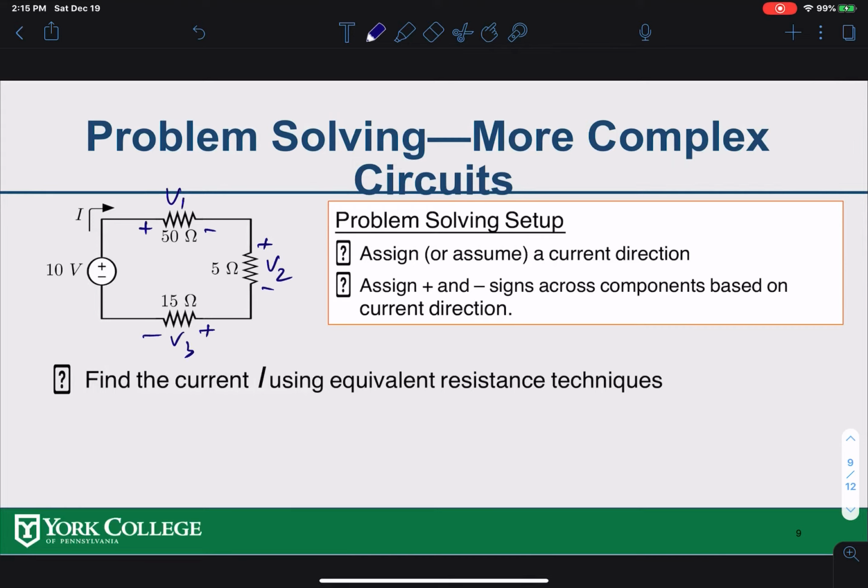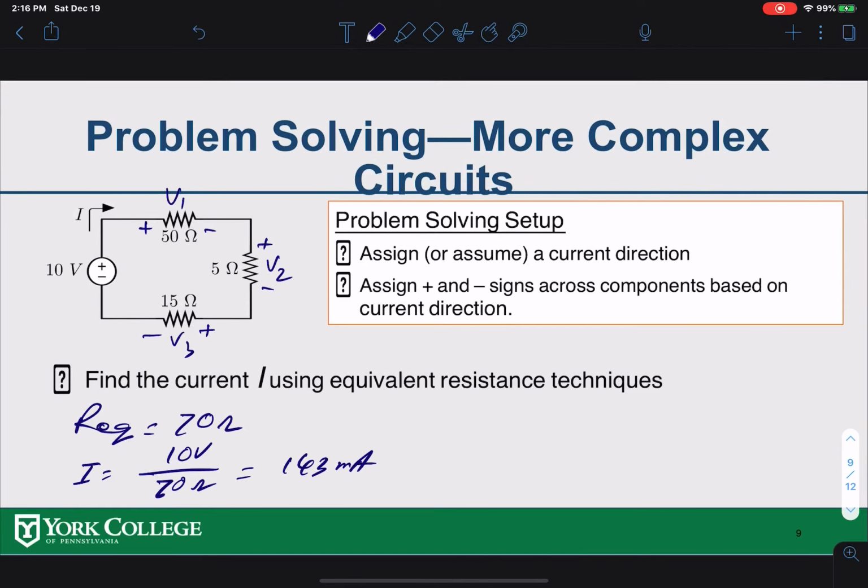So now, if I try to find the current here, R equivalent for this circuit, if you look at that, all the resistors have the same current. So R equivalent would be 70 ohms, right? Then your I would be your 10 volts over 70 ohms. That will give you 143 milliamps, right? That's the current here.